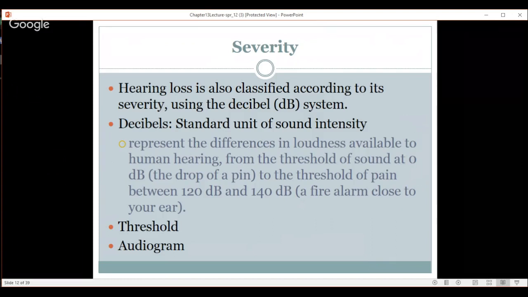There are different categories of the decibels to categorize different types of hearing loss. Minimal hearing loss would be 16 to 25 decibels. A mild loss would be 26 to 40. A moderate hearing loss would be 41 to 55 decibels. And a moderately severe would be 56 to 70 decibels. Severe hearing loss would be 71 to 90 decibels, and a profound hearing loss would be 91 decibels or higher. And you may hear decibels referred to as dB for short.